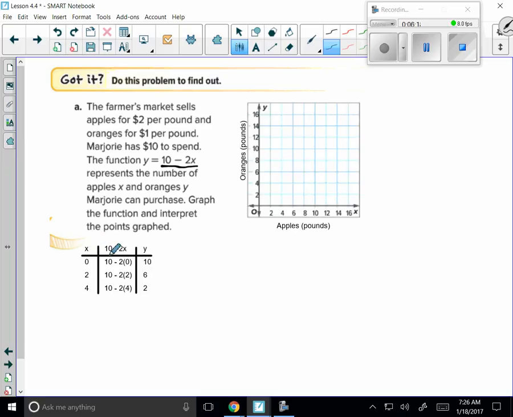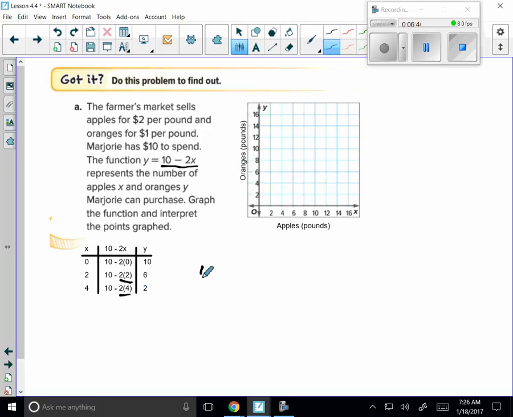So I'm going to be doing 10 minus 2x. This x is the values that I plug in. So instead of it being x here, it's going to be 0. So 2 times 0 is 0, and 10 minus 0 is, I'm sorry, 10 minus 0 is 10. Now if I plug in a 2 here, I end up doing 10 minus 4, which gives me 6. And then if I plug in a 4, 2 times 4 gives me 8, and 10 minus 8 is 2. So now I have some ordered pairs I can graph.